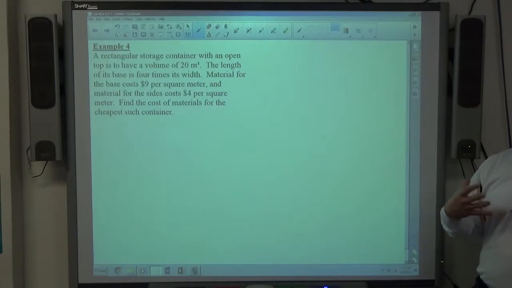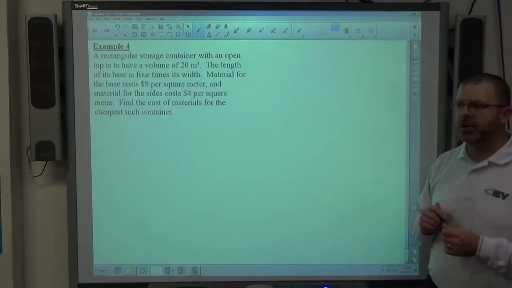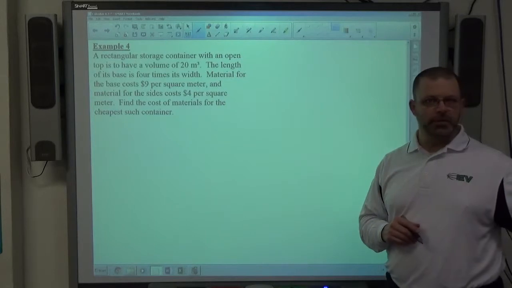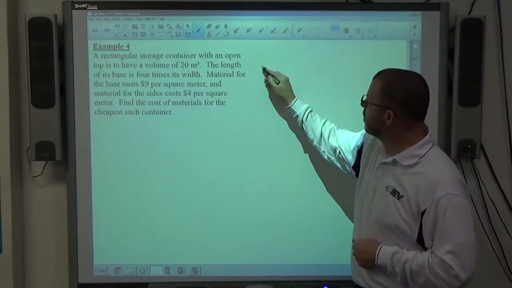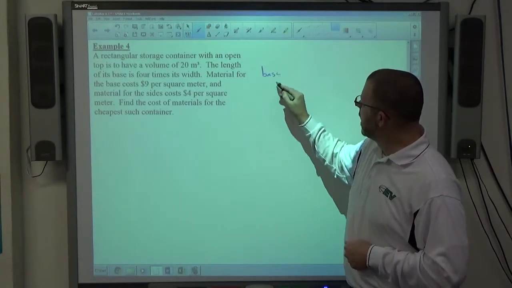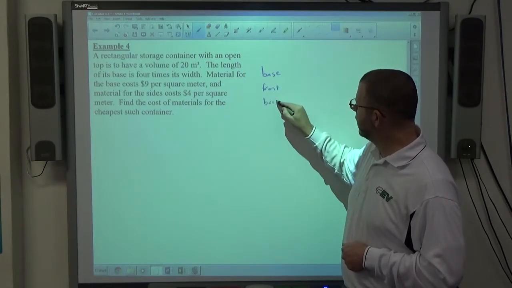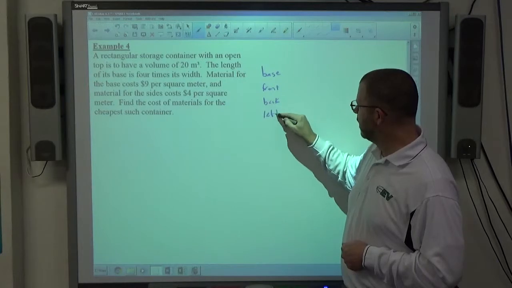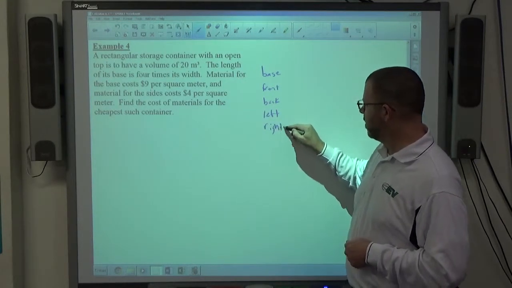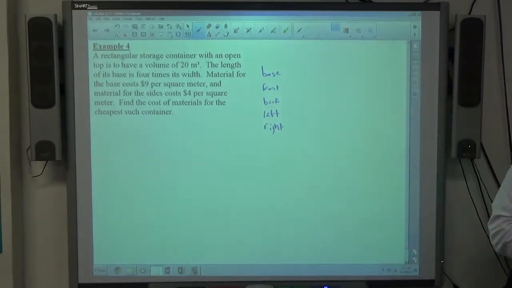So what we want to do is create a cost function for this thing. And what we have to do is understand how the cost is created in this problem in order to do this. For me personally, I would probably create some sort of a graphic organizer for this. I've got 5 sides I've got to deal with, right? So let's deal with those 5 sides. We have the bottom, so we'll call the base. And we have the front, back, left, and right. So that's how I'm going to describe the 5 sides of this box.